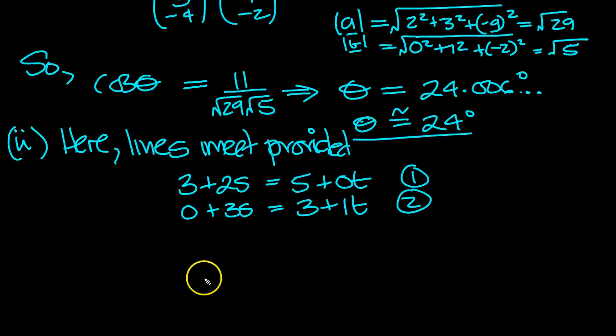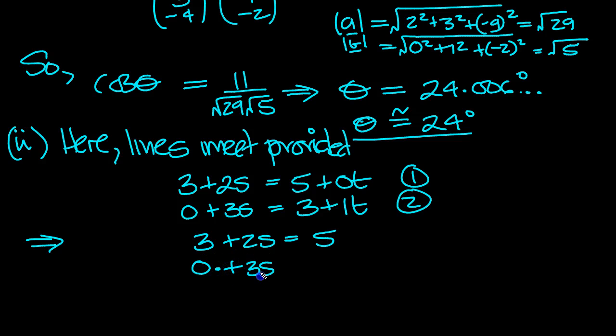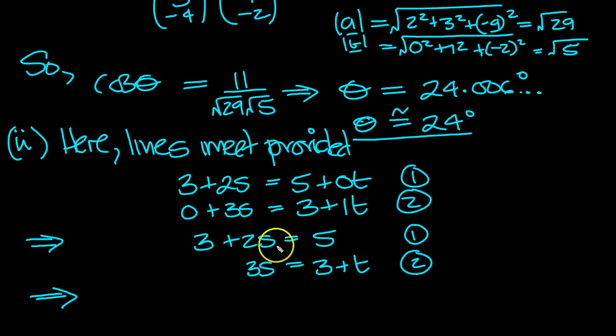So let's see what values of s and t we need to get from these two first then. So 3 plus 2s then is equal to 5, and 0 plus 3s is equal to 3 plus t, isn't it? This is 1 tidied up, this is 2 tidied up. So that's just a 0 there. So we just write 3s, don't we? Okay, so let's sub in. Let's triple this one. So I'm going to triple this and write it down in one fell swoop. Three of these. So it's 9 plus 6s is equal to 3 of these, 15.